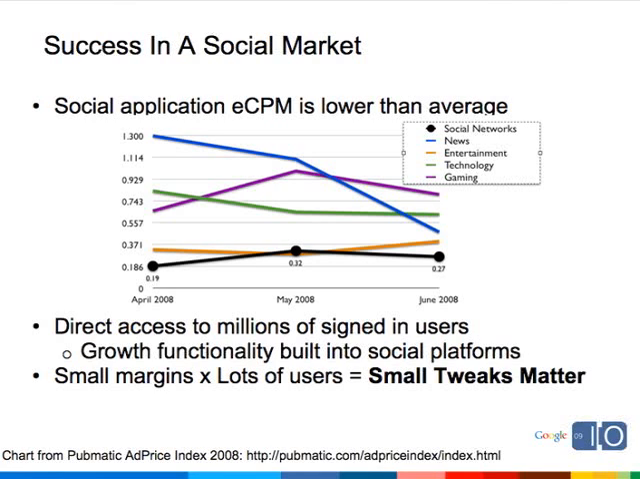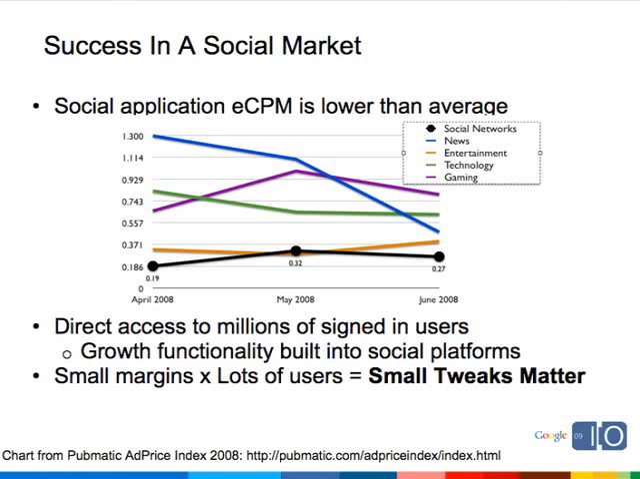The good thing about this, though, is that you have direct access to millions of signed-in users. Usually, if your application's running inside of a social platform, those users have a very low barrier to entry to install your application. And there's also growth functionality built into a lot of platforms, so you can share your app, invite your friends, et cetera. And so social applications see a lot of very quick growth. So even though the CPM is pretty low, you have growth to make up for it. Now, what this means in terms of performance, though, is that small tweaks really matter.